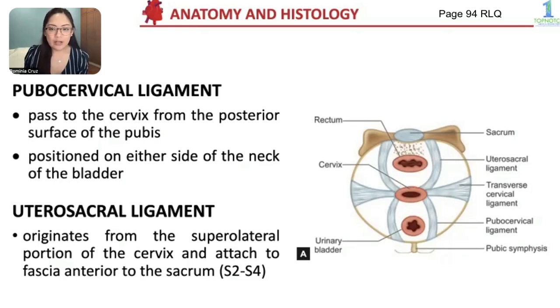And from its name, you have your pubocervical ligament. The pubocervical ligament passes through the cervix from the posterior surface of your pubis. And lastly, you have your uterosacrals. These ligaments originate from the superolateral portion of the cervix and the upper vagina, and would attach to the fascia anterior to your sacrum at the level of your S2 to S4. So they form the lateral boundaries of the pouch of Douglas, and along with your cardinal ligaments, provide the most support to the uterus and the vagina.